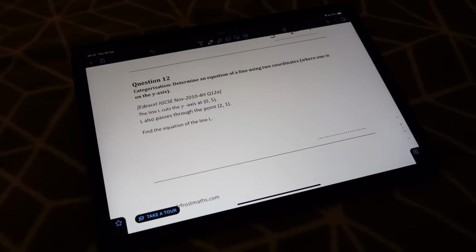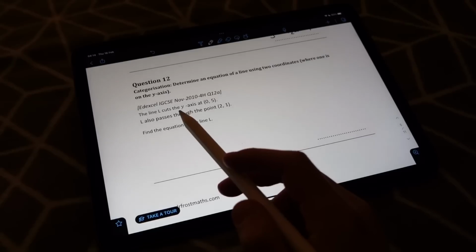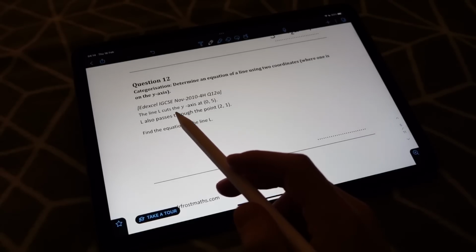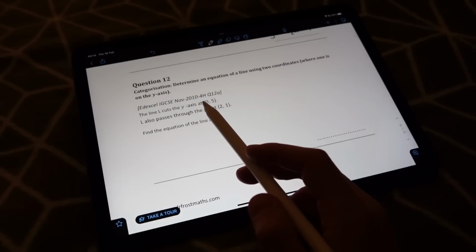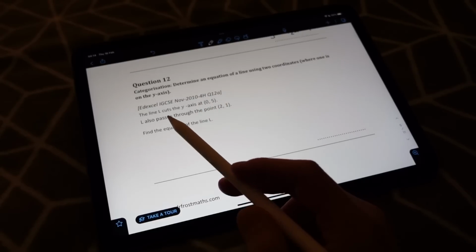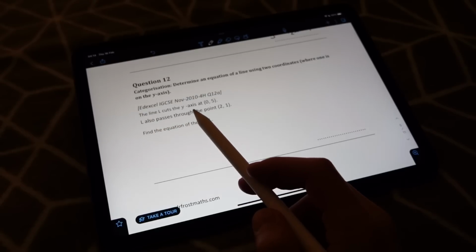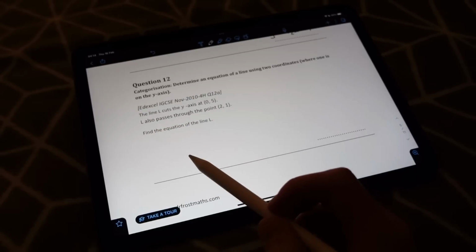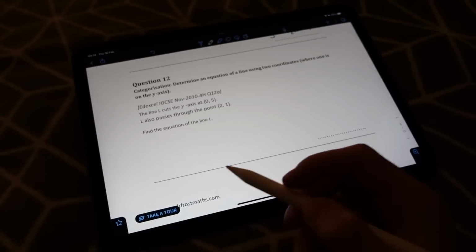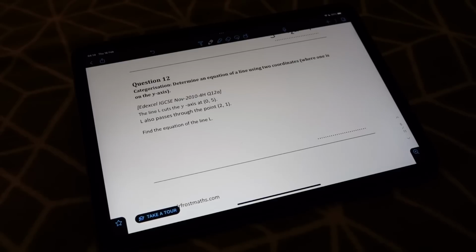Determine an equation of a line using two coordinates where one is on the y-axis. So the line L cuts the y-axis at 0, 5. L also passes through the point 2, 1. Find the equation of L. So this time, actually, we cannot work out the y-intercept just by looking at it. So we're going to have to use a little bit of formulae.